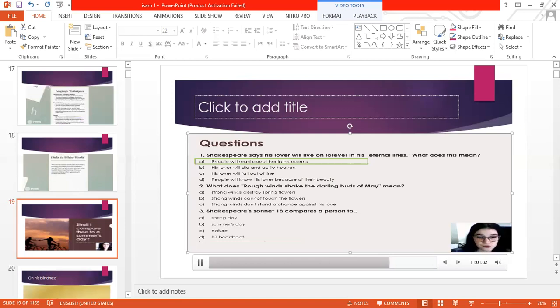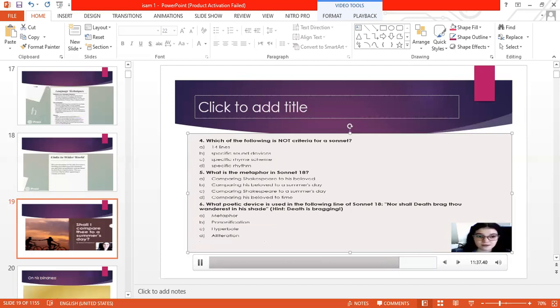Number 2, what does rough winds shake the darling buds of May mean? A, strong winds destroy spring flowers. B, strong winds cannot touch the flowers. Or C, strong winds don't stand a chance against his luck. The answer is A, strong winds destroy spring flowers. Number 3, Shakespeare's Sonnet 18 compares a person to A, spring day, B, a summer's day, C, nature, or D, his heartbeat. Obviously, it is summer's day, which is B.